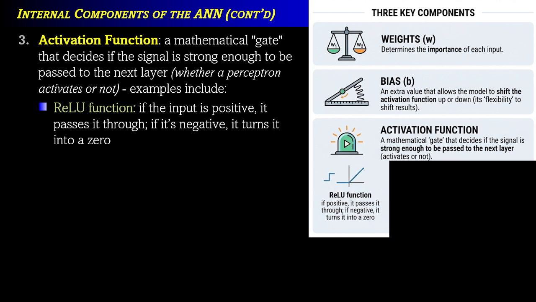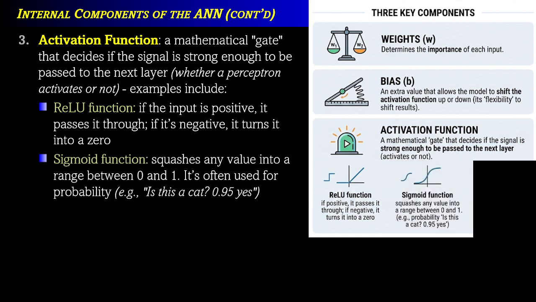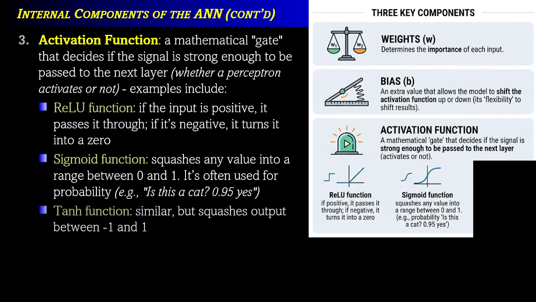That's the ReLU function. There's also the sigmoid function. It squashes the value into a range between 0 and 1. So something like a decimal value, which is often used as a probability statistic, right? Like, is that a cat? 0.95 or 95% chance? Yes, it is. So that's the sigmoid function, which squishes a value into a range between 0 and 1.